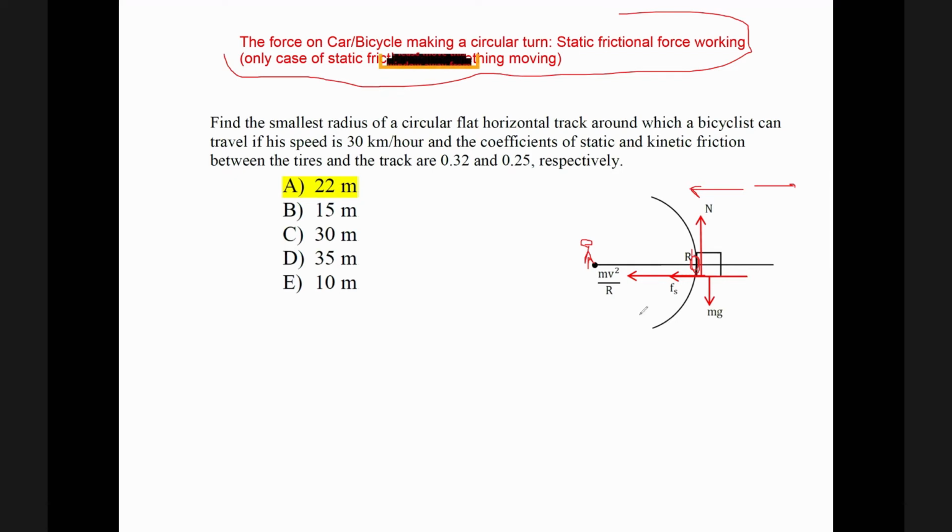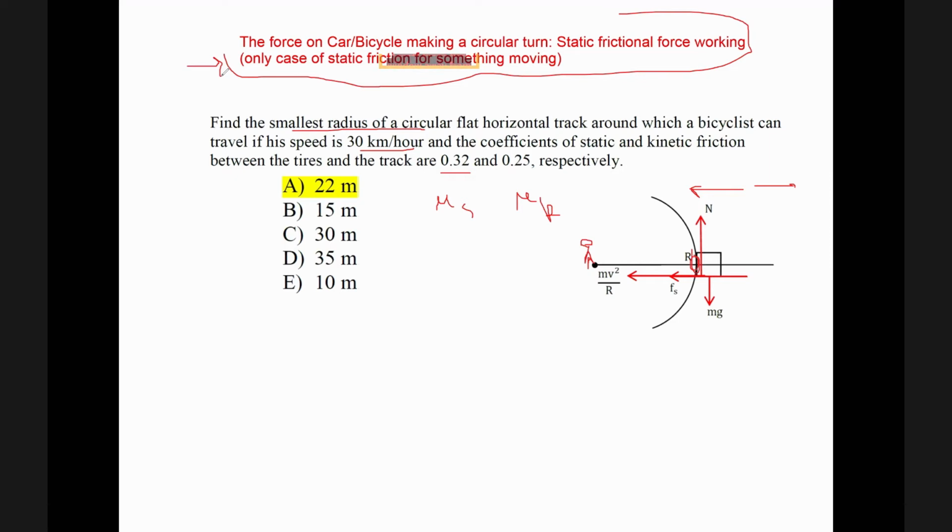This example says, find the smallest radius of a circular flat horizontal track. So this is the same thing. Find the smallest radius at which a bicyclist can travel if his speed is 30 kilometers per hour. He gave you the speed, this is V. And he gave you the coefficients mu S and mu K. You wonder why he gave me mu S and mu K, although I have to use mu S. He wants to make sure you understand. Some students make the mistake and say the bicycle or the car in a uniform circular motion is moving, so I have to use mu K. That's a mistake. I put it in red here so that nobody makes this mistake. Whoever makes a mistake here loses the mark; you don't want to lose this mark.